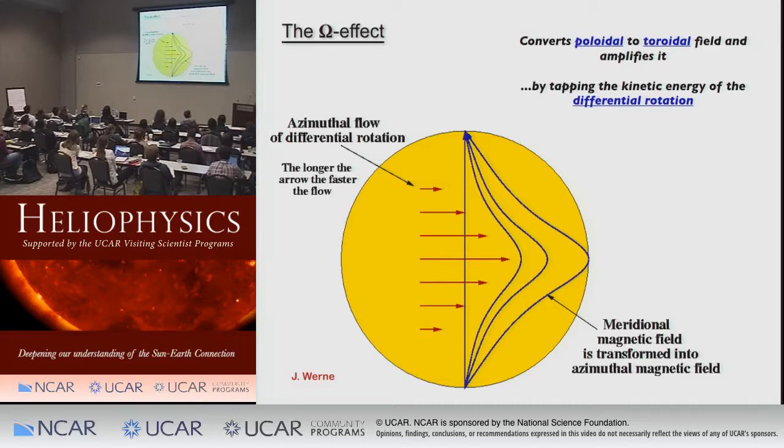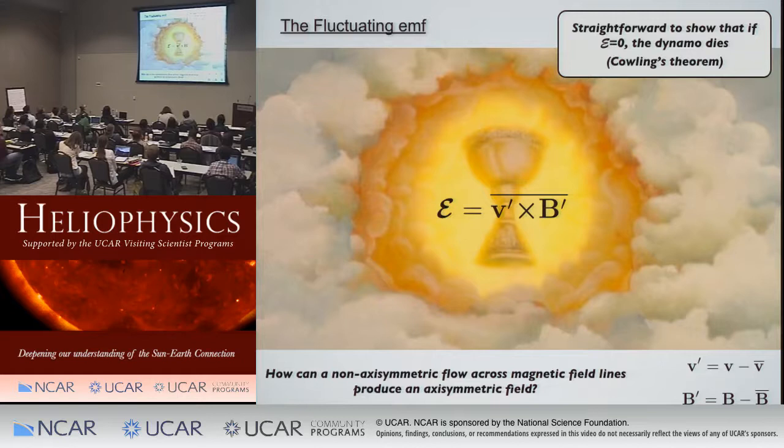All right. But this fluctuating EMF is the holy grail of dynamo theory. V prime is the non-axisymmetric flows. So it's the total velocity field minus the axisymmetric part, so minus the differential rotation and meridional flow. And B prime is the total magnetic field minus the mean toroidal and mean poloidal field. So there has to be some kind of correlation between these two.